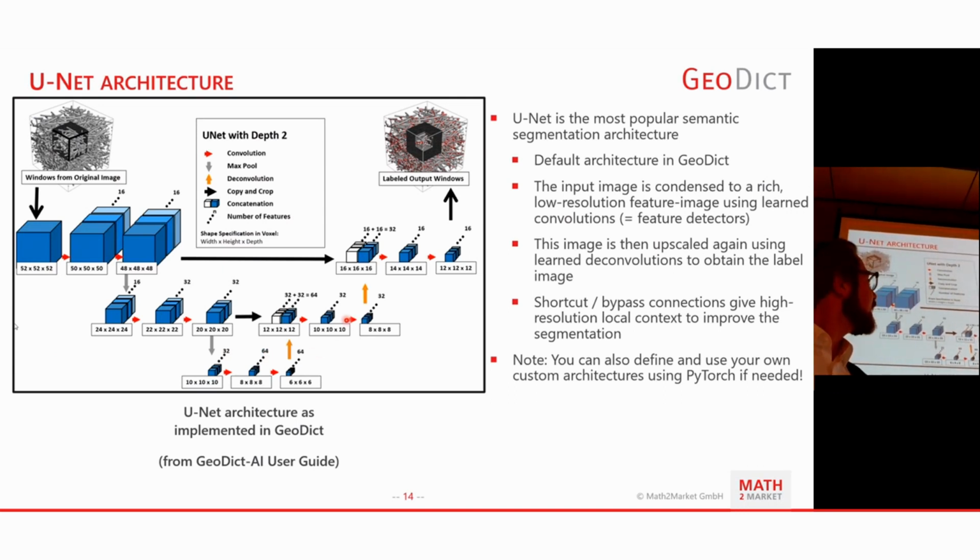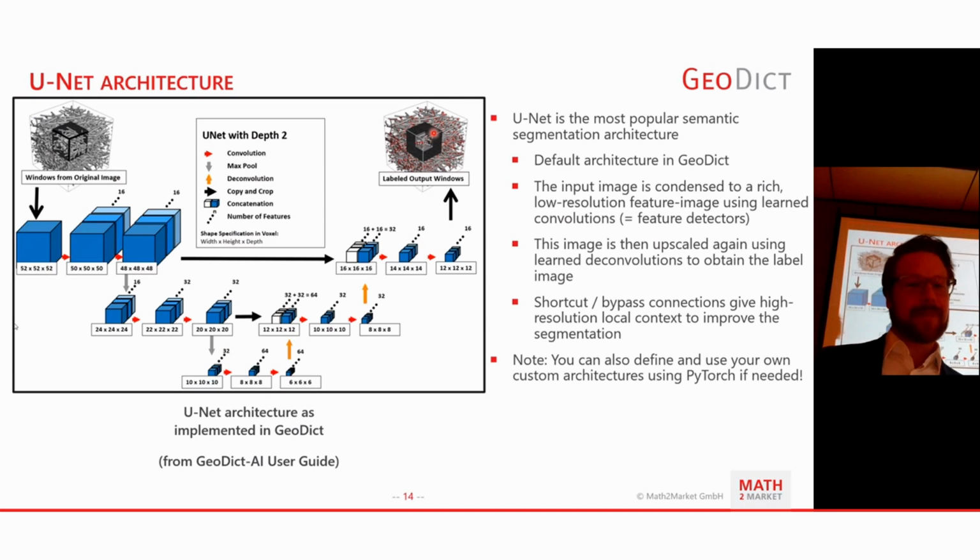And then on the other side of the network, this image is upscaled again with learned deconvolutions in order to obtain the result image. So basically it starts with this rich representation, and again it reduces the feature dimension and increases the spatial dimension. And we don't end up with an image the same size as the input image, but with a smaller output image, which is centered in the center of that input image. But this resulting image will then contain the center lines that we're looking for.